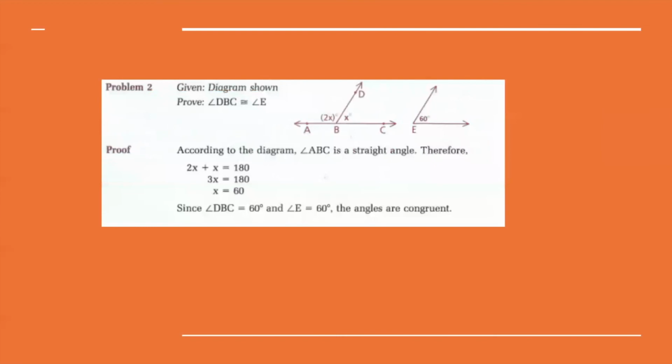Problem 2. We are given the diagram shown. We need to prove that angle DBC is congruent to angle E. According to the diagram, angle ABC is a straight angle, which means 2x plus x equals 180, 3x equals 180, which means x equals 60. Since angle DBC is equal to 60 and angle E is equal to 60, that means they're congruent.